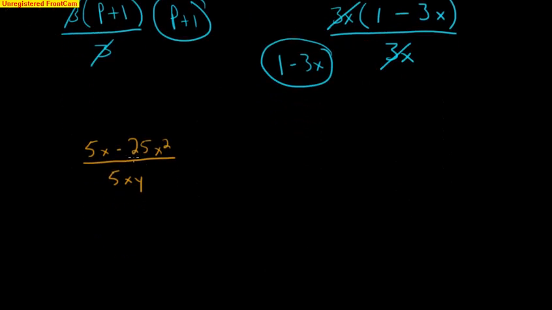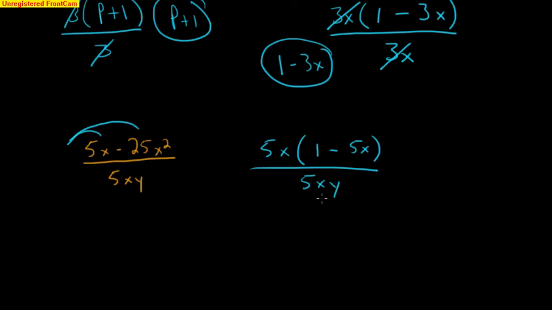One more. 5x minus 25x squared over 5xy. You probably have picked up by now you're going to be able to factor something out of the numerator. I can take out a 5x. When I do, I have 1, not nothing, but 1 minus 5x. And in the denominator I have 5xy. And in the denominator here I don't cancel out the whole thing, but I can cancel out a 5x. The y is still there. So my simplified answer is 1 minus 5x over y.